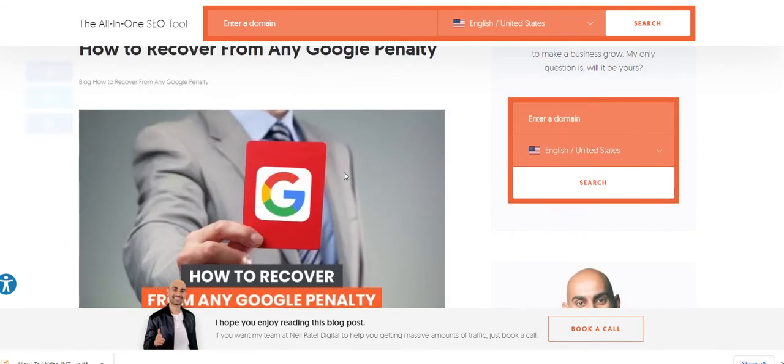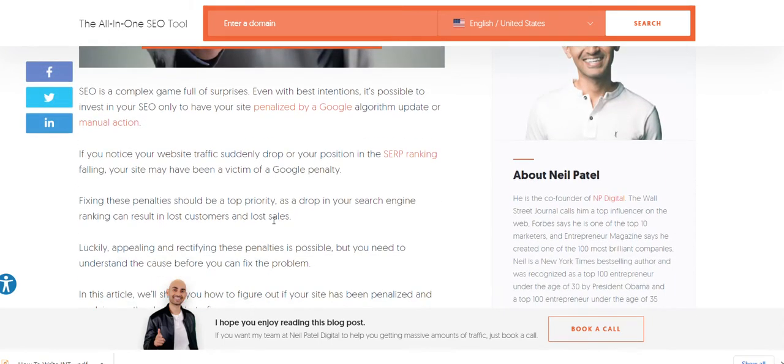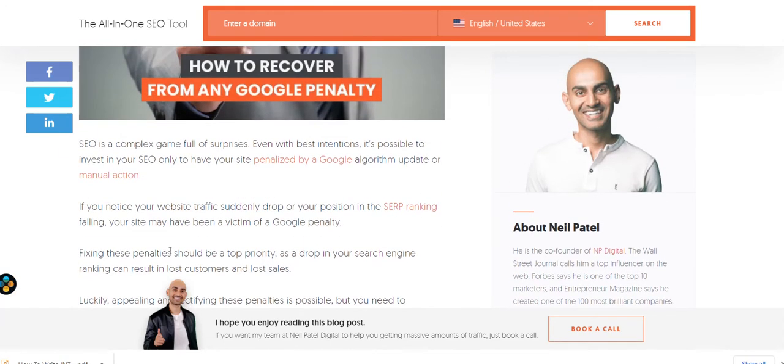These informative articles lay out the steps that you need to do to solve a problem. The key is to quickly identify the problem and present a solution. This is very clear: how to recover from any Google penalty. The problem is the Google penalty, and the solution, of course, is recovering from it. So the key here is to introduce the topic in a clear, concise manner that helps build authority and credibility for your article. You don't want people to read the first few paragraphs and walk away with the conclusion that you don't know what you're talking about.